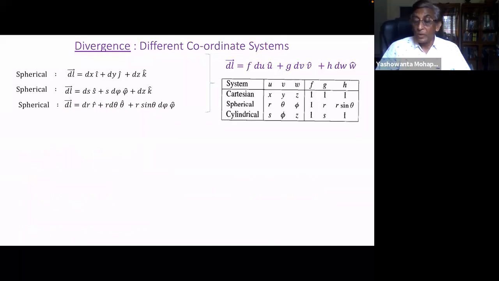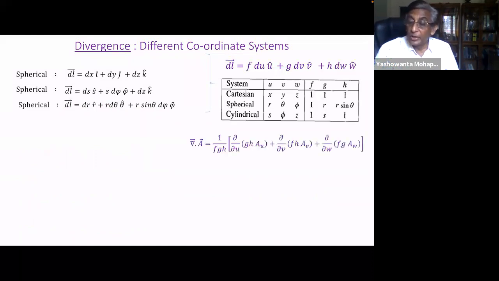Okay, so now I know the gradient in all three coordinate systems. Similarly, I can now work out divergence. Divergence is given by this formula. You don't have to derive it, but it's good to remember this. Divergence of A is 1 by fgh. The first term is differentiated only. This is a scalar, you remember. Divergence is a scalar, right? But there are weight functions appearing here.